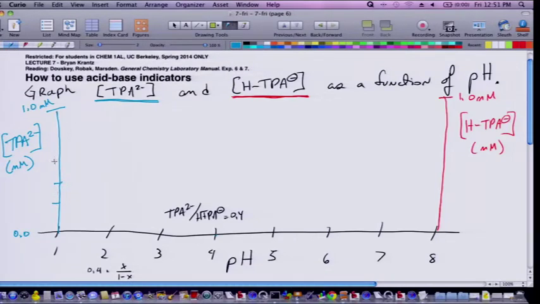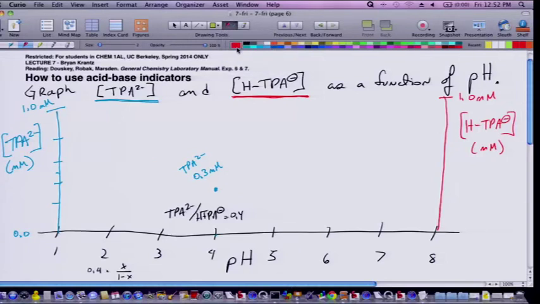And we need to put some tick marks on here. So 1, 2, 3, 4, 5. So the halfway point is right here. So 0.3 is somewhere around here, approximately. And so that's 0.3 millimolar TPA2 minus ion. Remember that at that condition, we have more protonated form than deprotonated form.